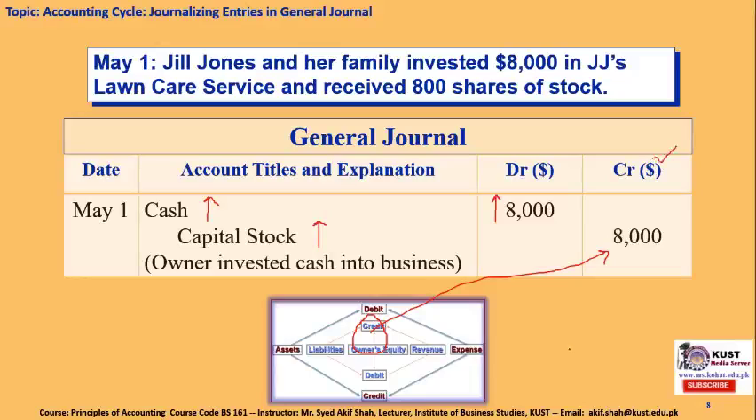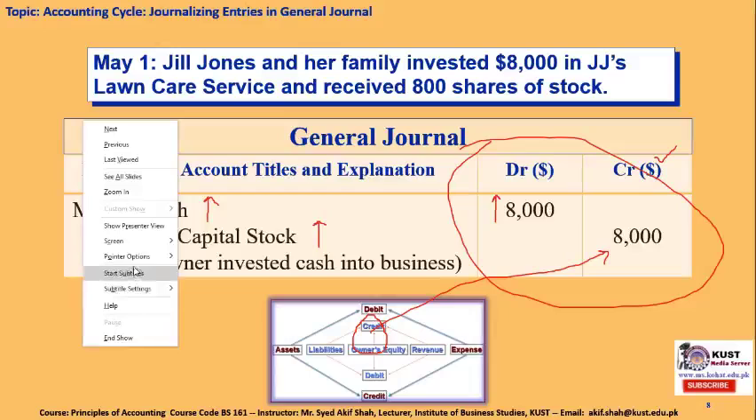One thing you need to be careful about is to give a slight indentation for the credit entry so that we should be clear by looking with a naked eye that cash is our debit entry and capital stock is our credit entry before looking into the right hand side of this table. This indentation will bifurcate the debit title from the credit title.